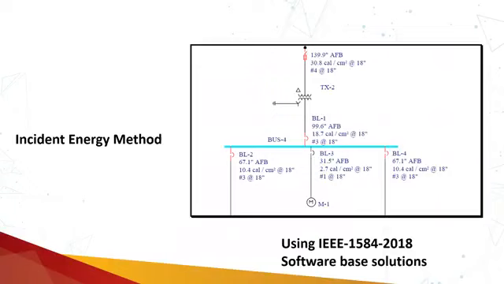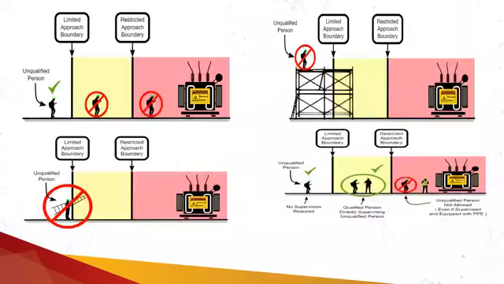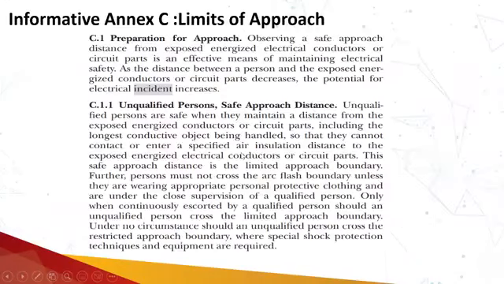So this is the method which we talk about, the incident energy analysis method. It is basically based on IEEE 1584 2018, and it's a software-based solution. So now this is your limits of approach, informative annex C, limits of approach, self-reading assignment. You have to read yourself about the limited approach boundary, the restricted approach boundary and the arc flash boundary. So what is given in informative annex C, I'm just going through it quickly.